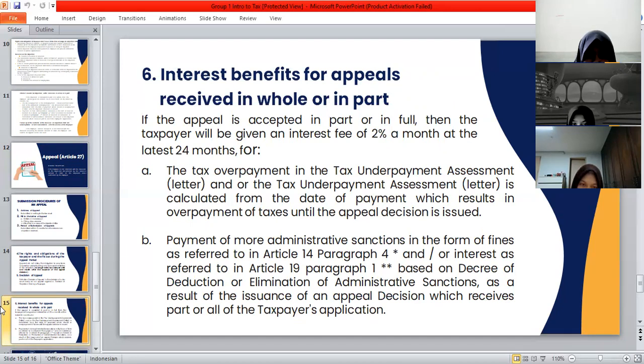B. Payment of more administrative sanctions in the form of fines as referred to in Article 14, paragraph 4, and or interest as referred to in Article 19, paragraph 1, based on the reduction or elimination of administrative sanctions as a result of the issuance of an appeal decision which receives part or all of the taxpayer's application.